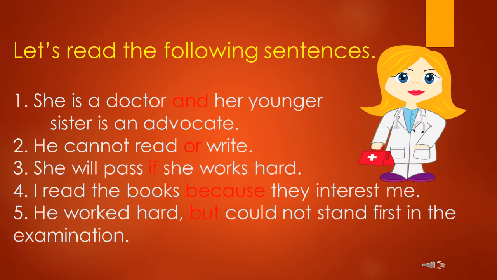My dear students, let's read the following sentences to understand the conjunction. Sentence number 1. She is a doctor and her younger sister is an advocate. Sentence number 2. He cannot read or write. 3. She will pass if she works hard. Sentence number 4. I read the books because they interest me. Sentence number 5. He worked hard but could not stand first in the examination.